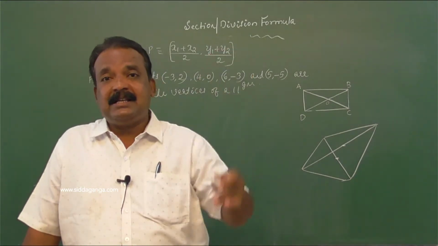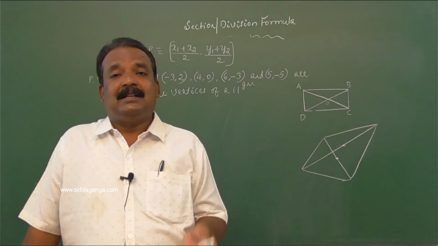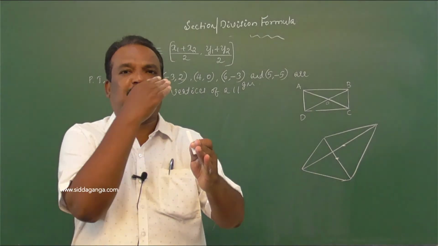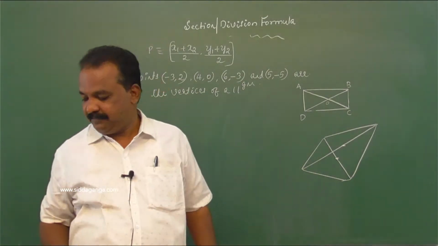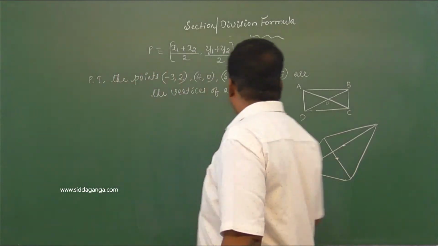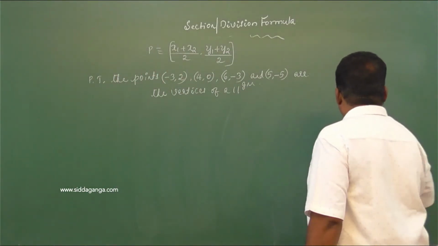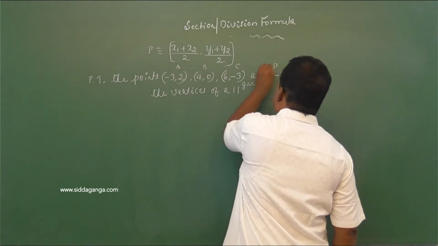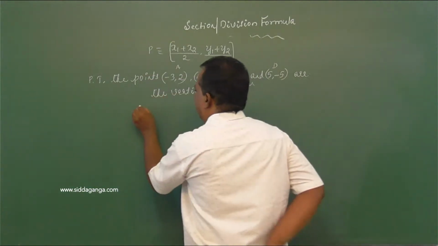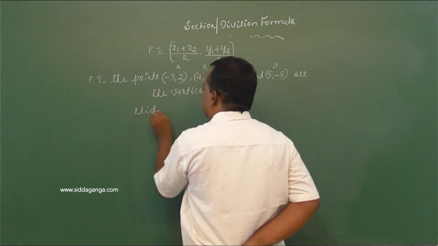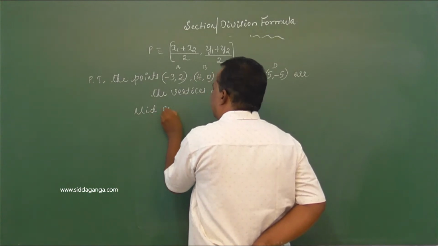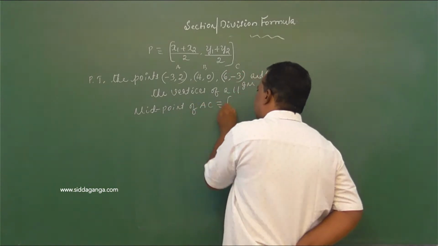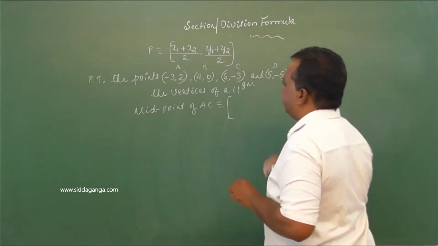Because in all these four types of quadrilaterals, the diagonals bisect each other, which means the midpoint of one diagonal is equal to the midpoint of the other diagonal. Okay. Now let me use the midpoint formula. Let us take this as A, this as B, this as C, this as D. Midpoint of AC. See, this is the formula.